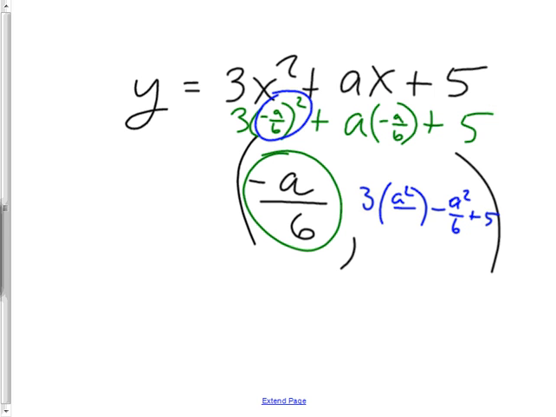So 12 times 3 is 36. And why did I do that? Because now I can cancel those 3's. Final answer: a squared over 12 minus a squared over 6 plus 5. If I was really evil, I'd make you find a common denominator and add them all together. But I'm not that evil.